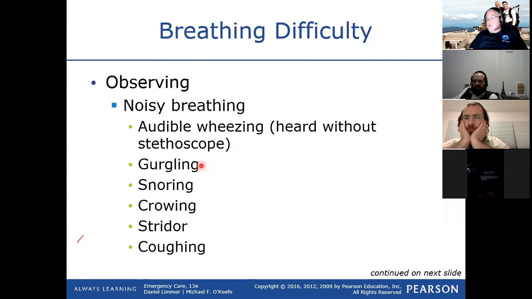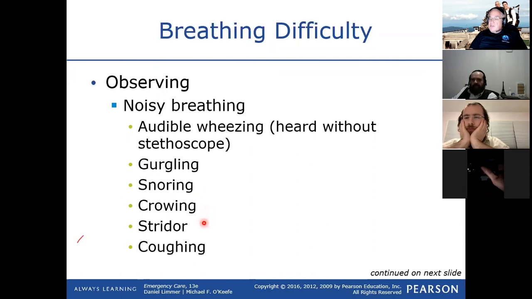Gurgling, now gurgling here, they're talking about in the upper airway, so in the throat, right? And that's typically that somebody vomited or has too many secretions. They need suctioning of their upper airway. Could be blood if it was trauma. Snoring, again, we talked about the tongue relaxing and causing a partial obstruction of the upper airway, right? So that's the snoring sound you hear. If the tongue completely obstructed their airway, you wouldn't hear snoring, you would hear nothing. And that's how people die from sleep apnea.